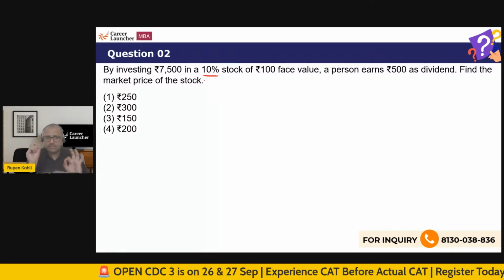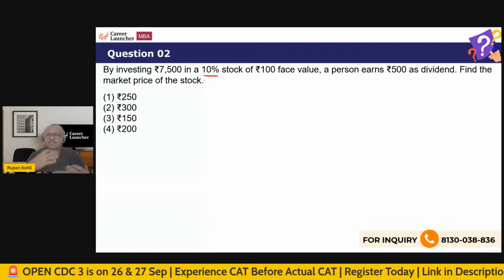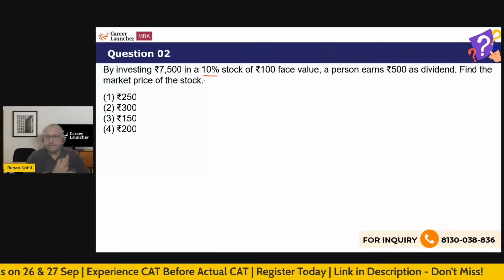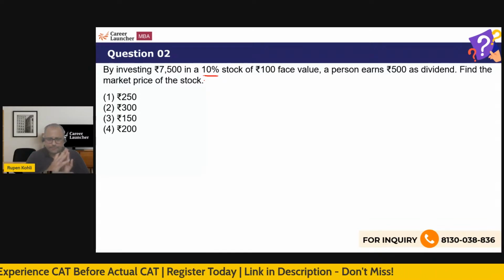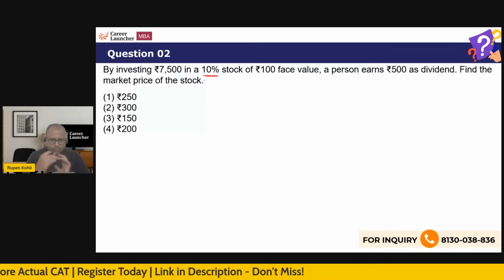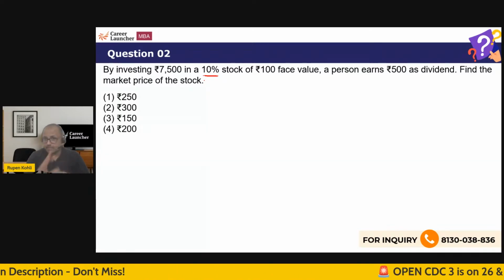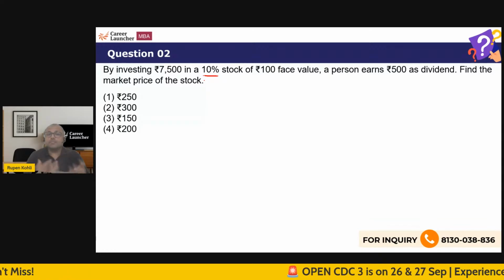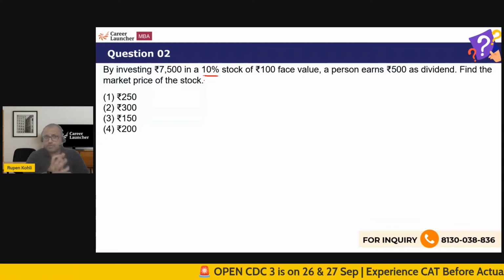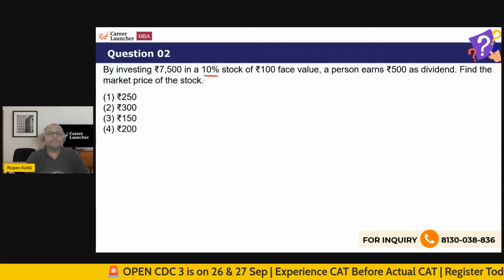See, he's asking the market price of the stock. Obviously, he means per stock. So the 7500 that is the market, I mean the total amount paid for buying a certain number of shares. अब कितने shares हैं वो अभी पता नहीं है, वो निकालना पड़ेगा. तभी हम market price of the stock per stock के basis पर निकाल पाएंगे, right?